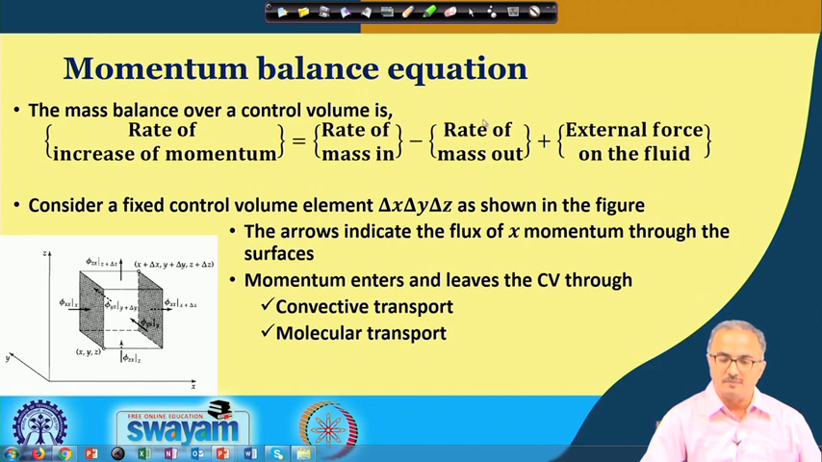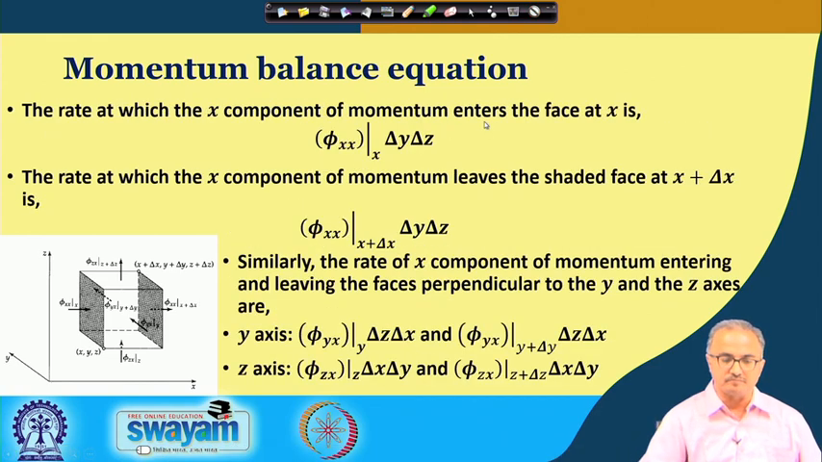So, moving on, we write, for example, the momentum flux. I will talk about this momentum flux later. As of now, you take this as the momentum flux in the x direction due to the x velocity. That is why we are writing phi x x.